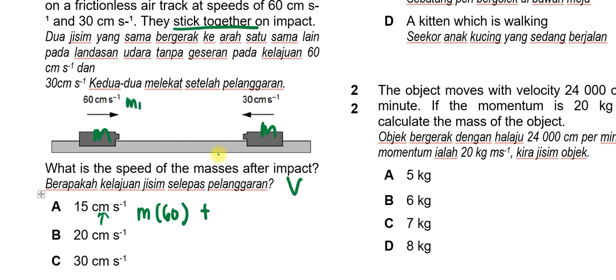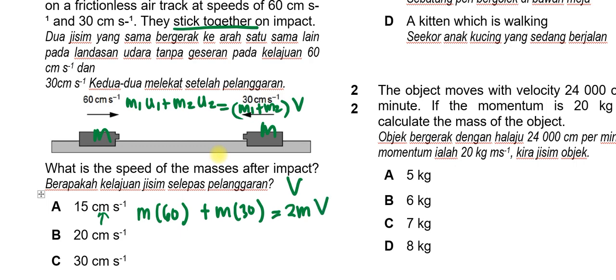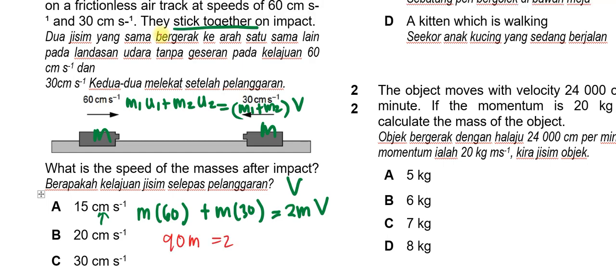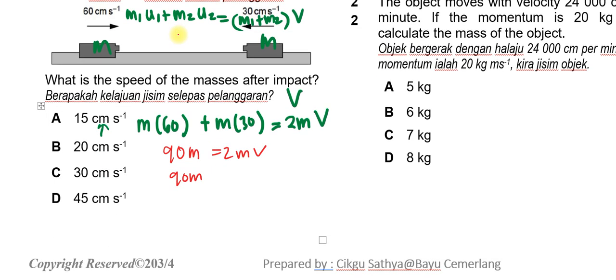M1U1 plus M2U2 equals M1 plus M2 in a bracket, V. I don't want to repeat the formula again and again. So M times 60 plus M times 30 is before. After, they combine the mass, 2M, and the velocity we don't know. It's okay, they didn't give the mass, you just use your maths. So 60M plus 30M is 90M equals 2MV. What do you want to find? V. Put 2M here, you cut, so it disappears. So 90 divided by 2 is 45. That is the answer.